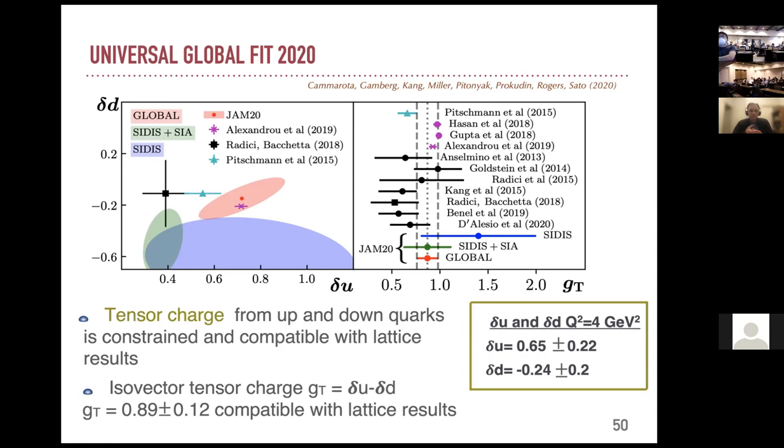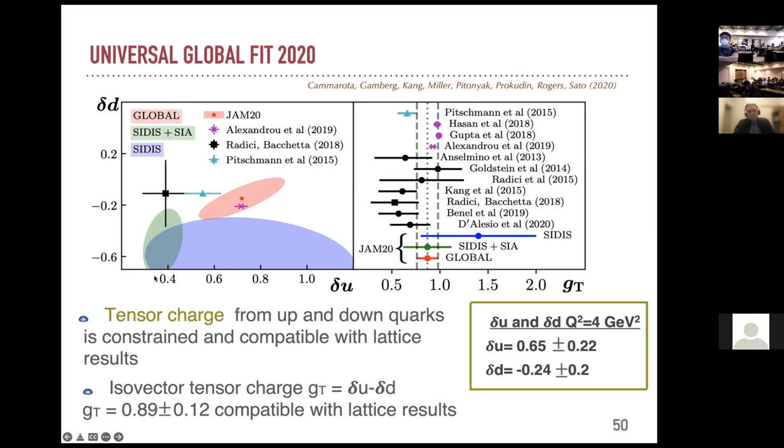multi-parton distributions, but also what we did in our analysis is that we managed, for the first time, to demonstrate that the tensor charge extracted from the analysis is compatible with the lattice computations. So here, to the left, what I show is the contribution to the tensor charge of the nucleon for up and down quark. For down quark, it's negative, for up, it's positive.